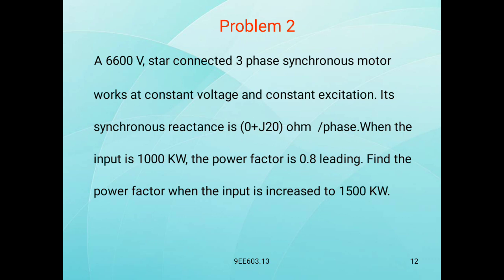So this is the problem. What is given here: 6600 volts line voltage and Xs is j20. Input is 1000 kilowatts and the power factor is 0.8 leading. Find the power factor when the input is increased to 1500 kilowatts. That is the question.